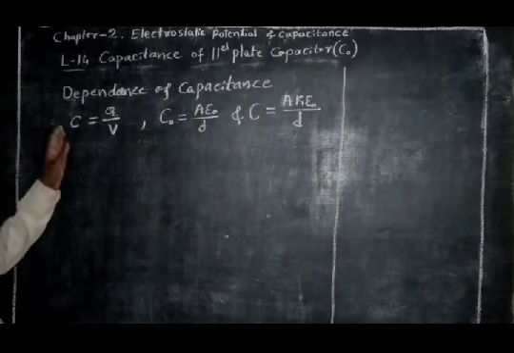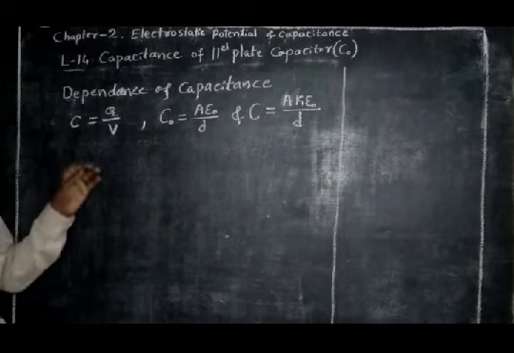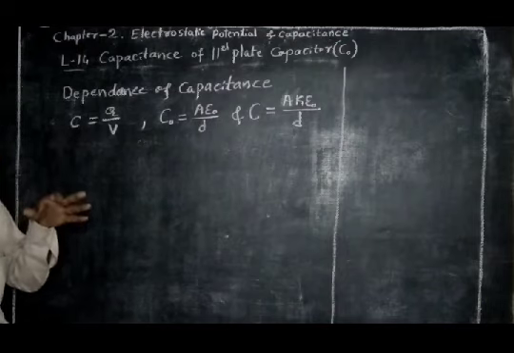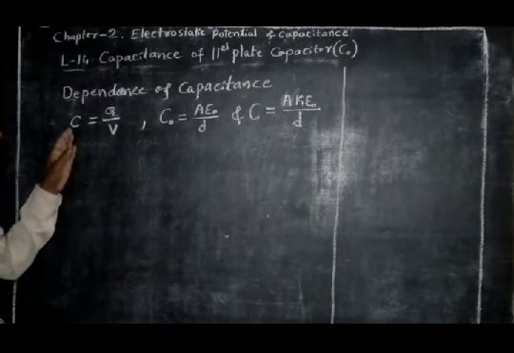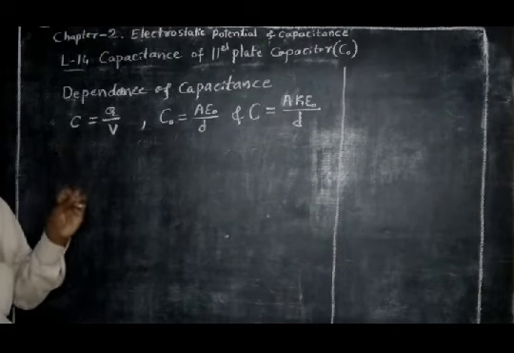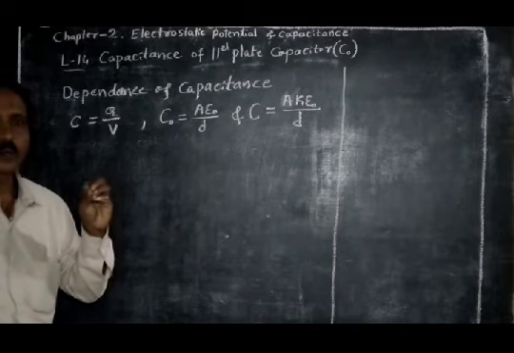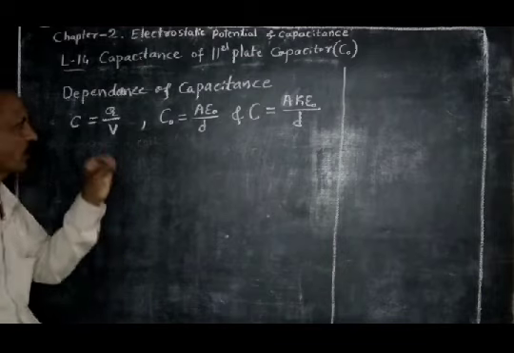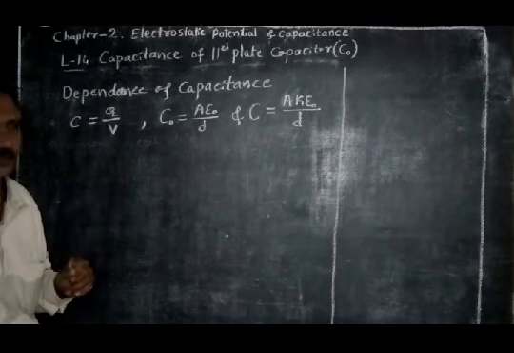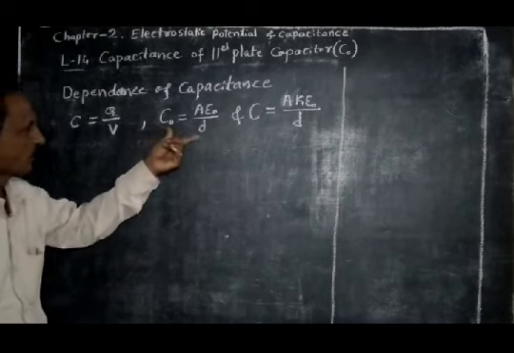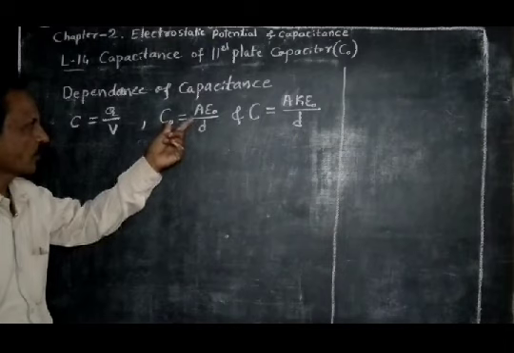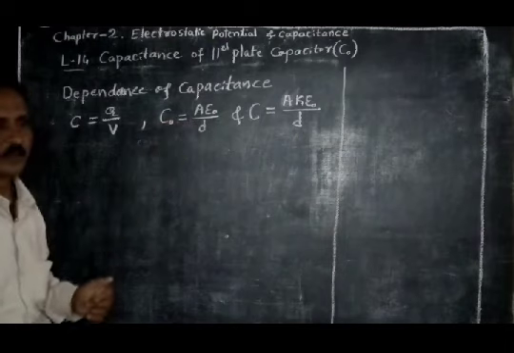Hence, capacitance of a capacitor remains the same. Therefore, capacitance of a capacitor does not depend on either charge or potential difference between the plates of the capacitor. Now, from this, C naught equals A epsilon naught upon D.